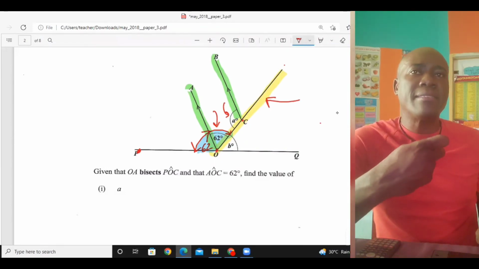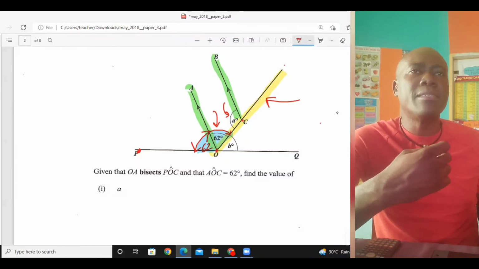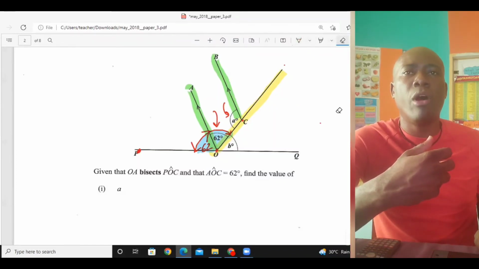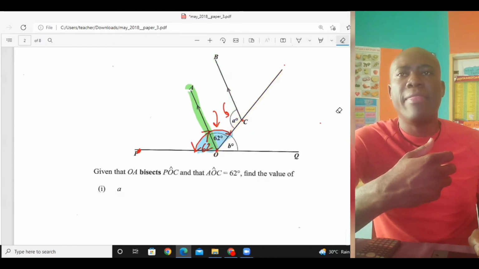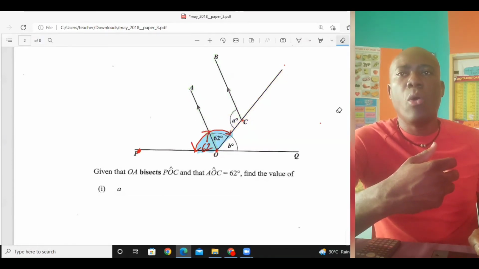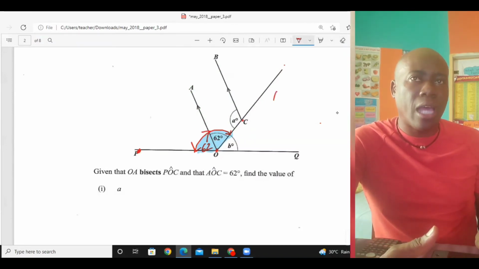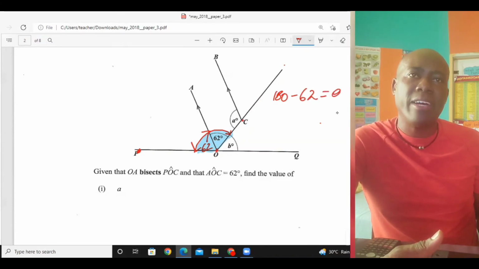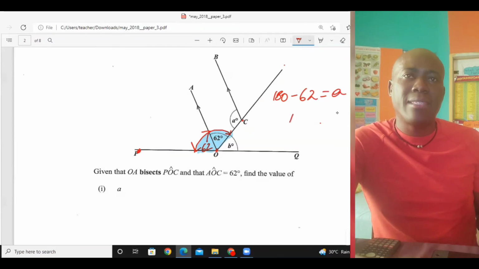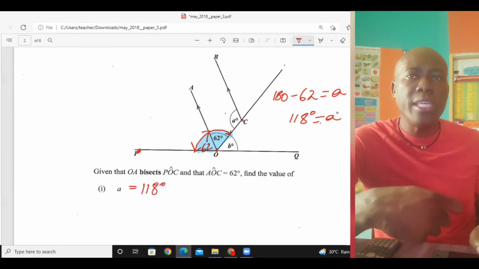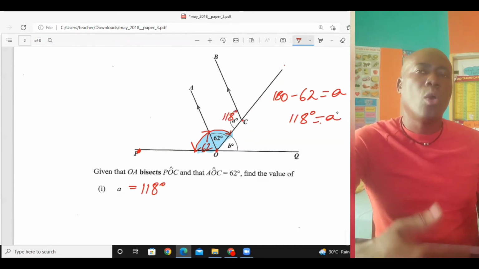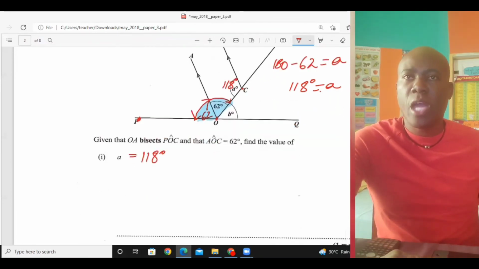So since this is the case, we are able to do a number of things here. Now, co-interior angles add to give 180 degrees. So it simply means that 180 degrees minus 62 degrees will give me the value of A, and that's 118 degrees. So the angle at A is 118 degrees, and we use co-interior angles to work that out. Co-interior angles do add up to give 180 degrees.